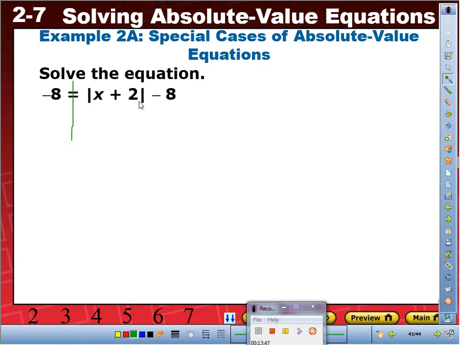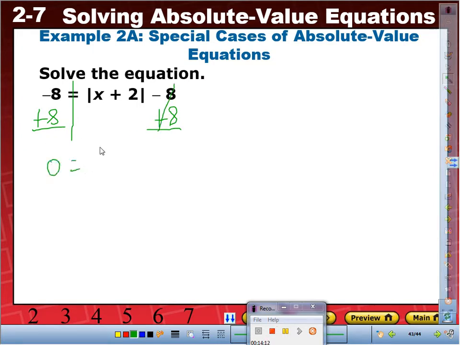All right, let's look at the side that has the absolute value, which is this one. Is there anything outside the absolute value? Yes, a minus 8. So how do we cancel that? Add 8. Isn't it subtract 8? So what is the opposite? Add 8. These cancel. We're left with 0 equals absolute value x plus 2.